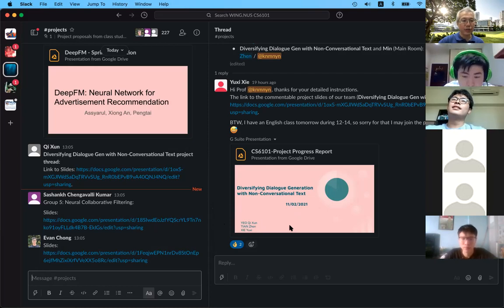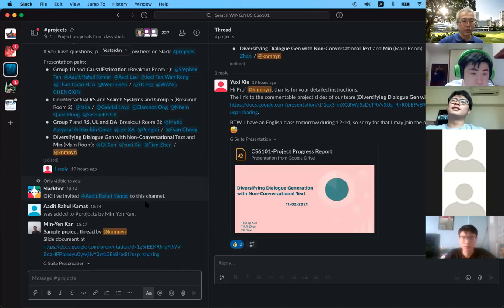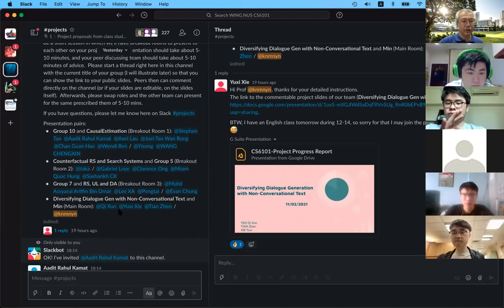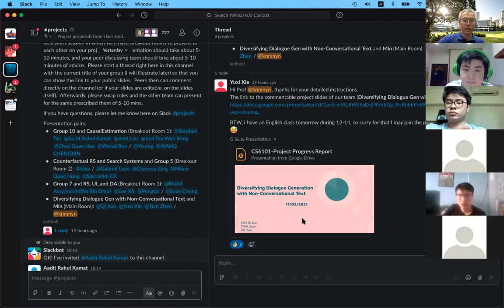So you can look at the post at the top. The ones that are in group 10 and causal estimation, you go to breakout room one. Room two is for Taka and then group five. Group seven and Evan are going to breakout room three. And group four, we're not going to use a room, we'll just keep you guys here. So Chi Xun, Yushi, and Tenzin, you guys are here. Okay, so please go ahead and start and join.